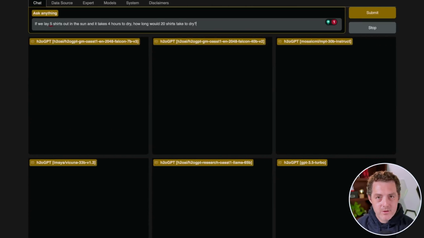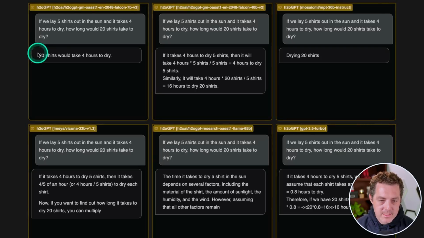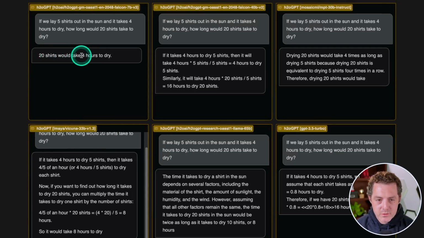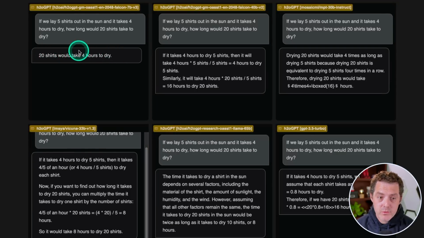Next, a difficult logic problem. If we lay 5 shirts out in the sun and it takes 4 hours to dry, how long would 20 shirts take to dry? Okay, Falcon 7B gives me a simple answer. 20 shirts would take 4 hours to dry. So that's assuming we're drying in parallel.